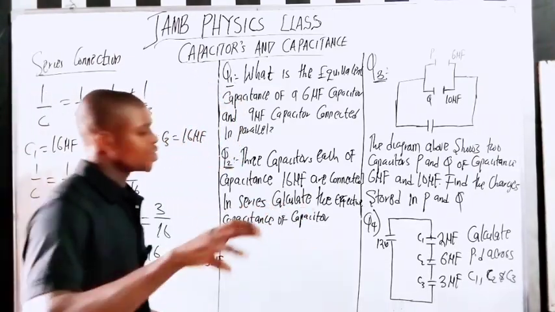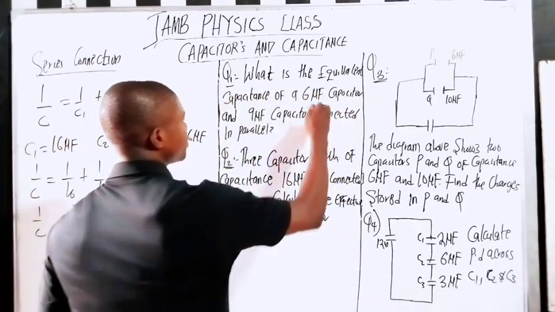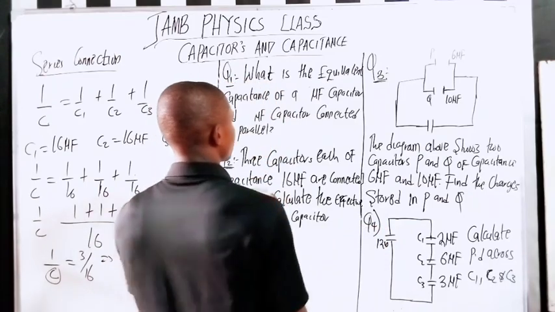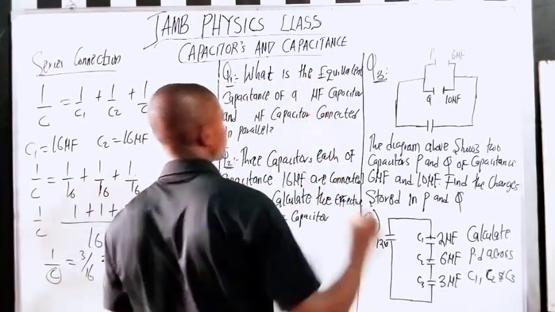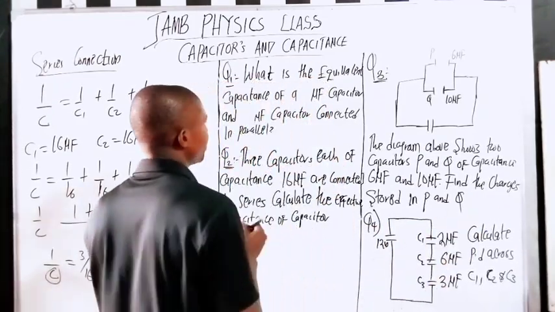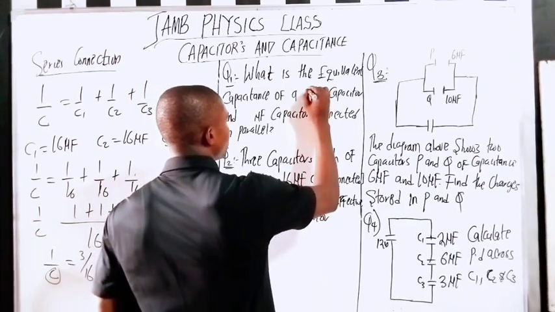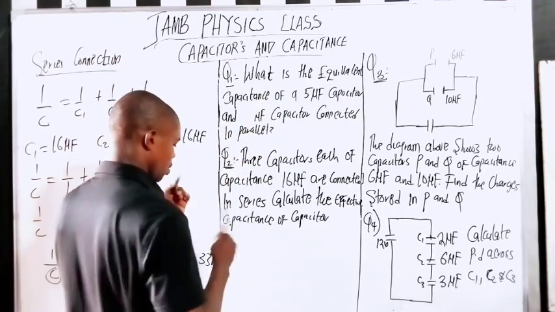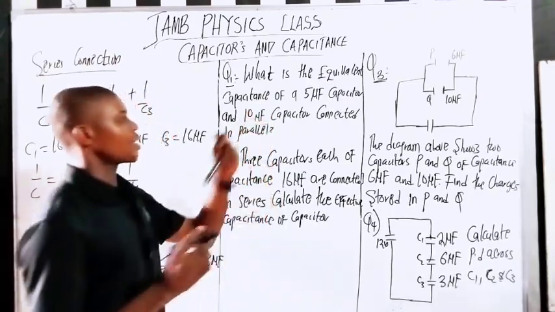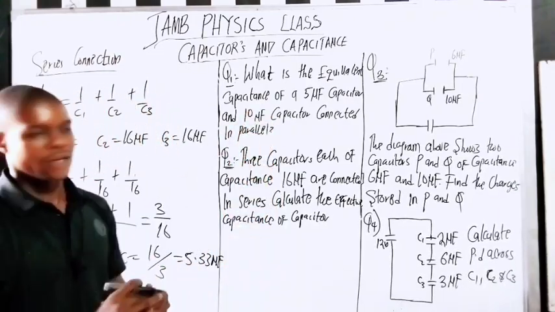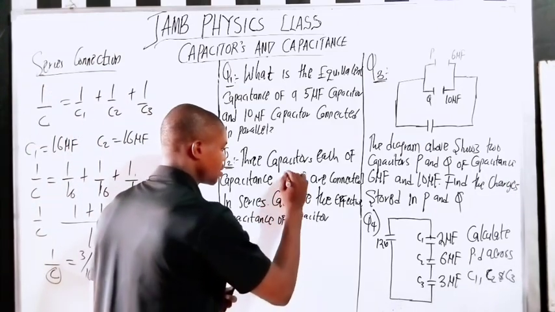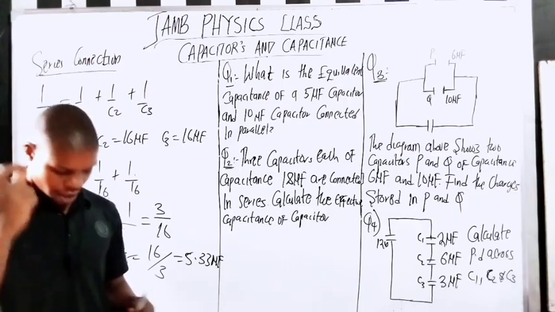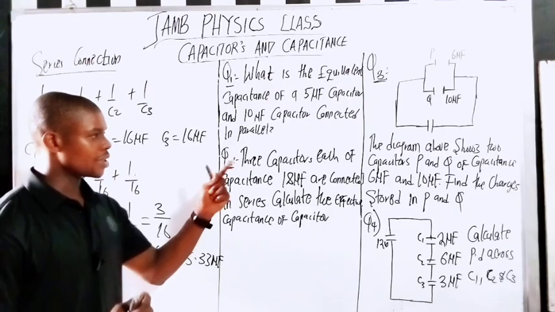But now let me change this here so that you try this one for me. What if I have here to be 5 and I have here to be 10? What is the equivalent capacitance here? So you have a comment section. If I have here to be 18, what is the equivalent capacitance? Leave the answer in the comment section. I want to hear from you.